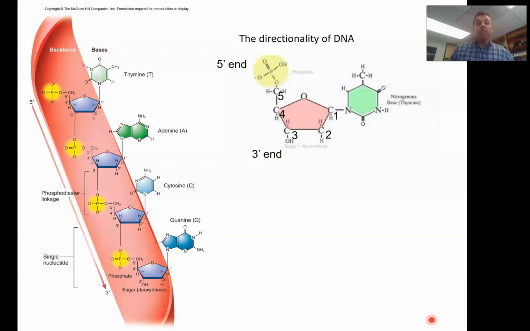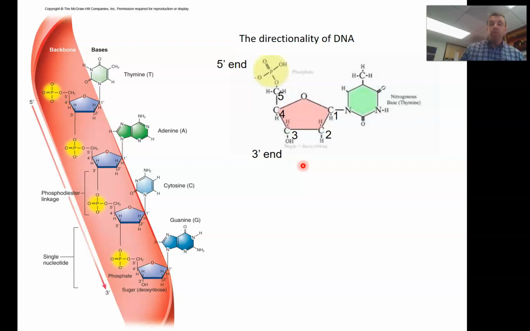So we also know about DNA's directionality. Right? So briefly, in the question box, describe why we have a 5' end and why we have a 3' end and how that is named.